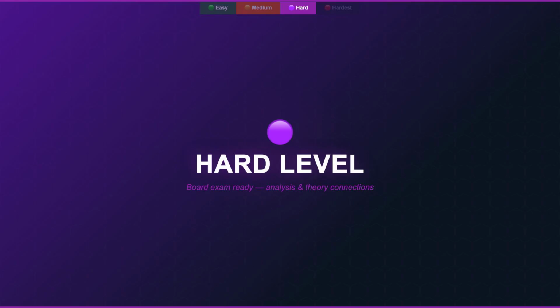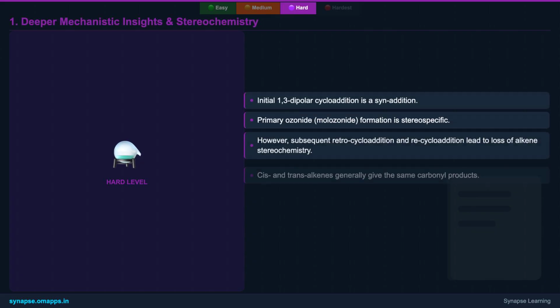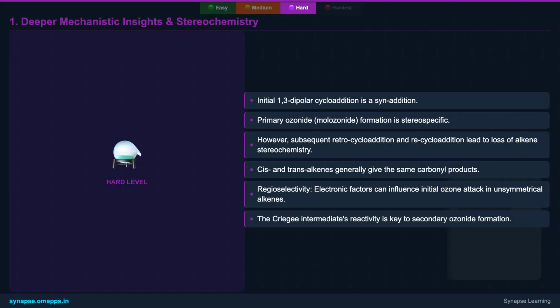Alright, it's time to elevate our understanding. Let's dive into the nuances of ozonolysis, including deeper mechanistic insights and comparisons with other reactions. The Criegee mechanism, while seemingly straightforward, has subtle complexities. The initial 1,3-dipolar cycloaddition of ozone to the alkene is a syn addition, meaning the ozone adds to the same face of the double bond.